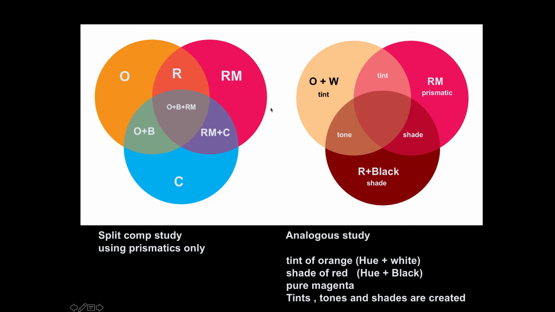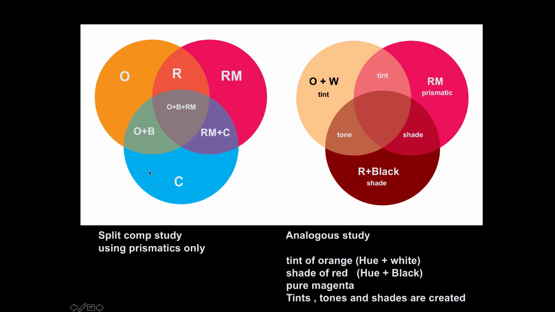We'll be doing studies with these wheels, and there's another video in the video tutorials on how to do this. We're going to do this in class, but let's say we start with our pure prismatics. Now you could do that in the split complementary study because the hues are far enough apart that you're going to get some differentiation between them. But we're going to talk about how to extend the value range by adding white and black to these.